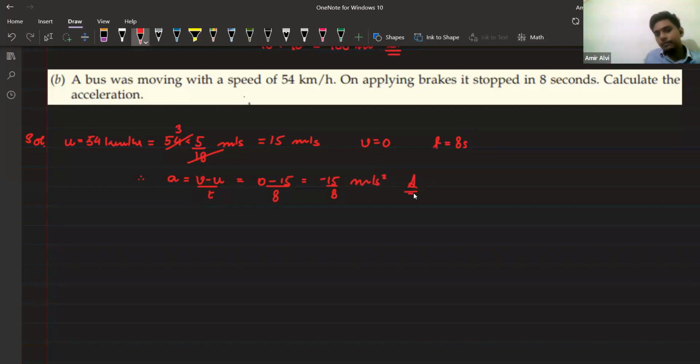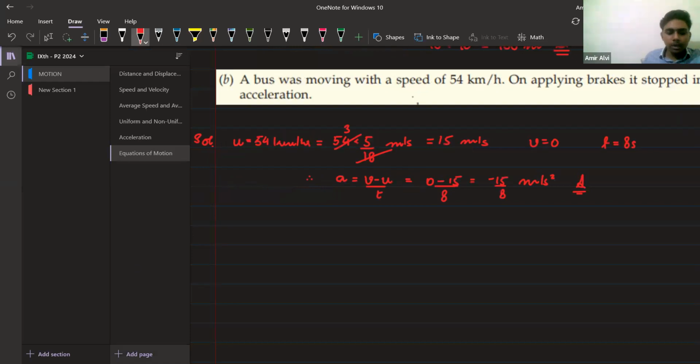That is the answer. Please tell me, this is the basic question, and this is the first type of question that we have done in the equations of motion. Okay. So this is all about the equations of motion.